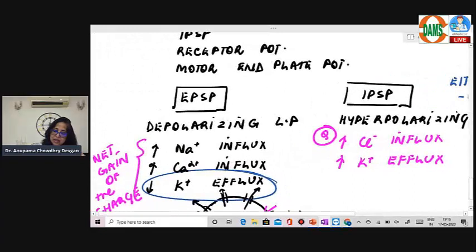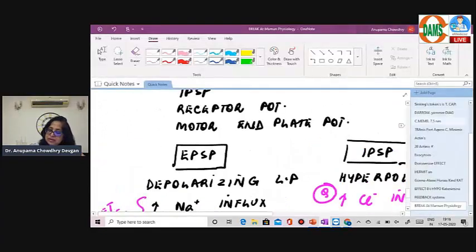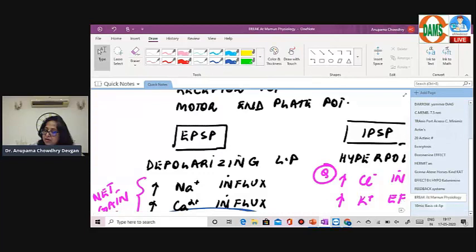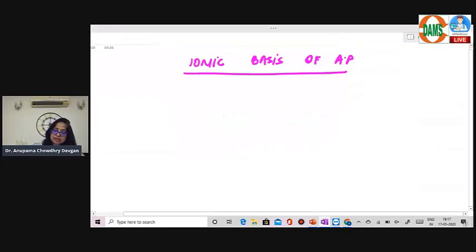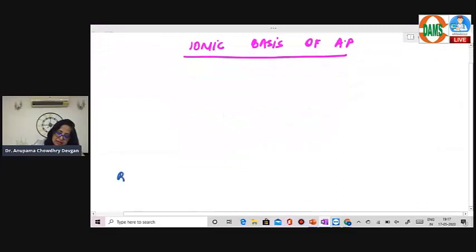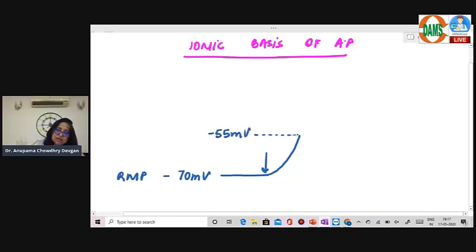Okay. Now, the next thing which I wanted to discuss with you was the ionic basis of the action potential. As we've already discussed, the resting membrane potential in the case of the majority of neurons is -70. Now, when I give a threshold stimulus, I'm opening voltage-gated sodium channels, causing an influx of sodium. The potential of the cell changes from -70 and goes up to -55. We've already discussed -55 is nothing but the threshold potential.